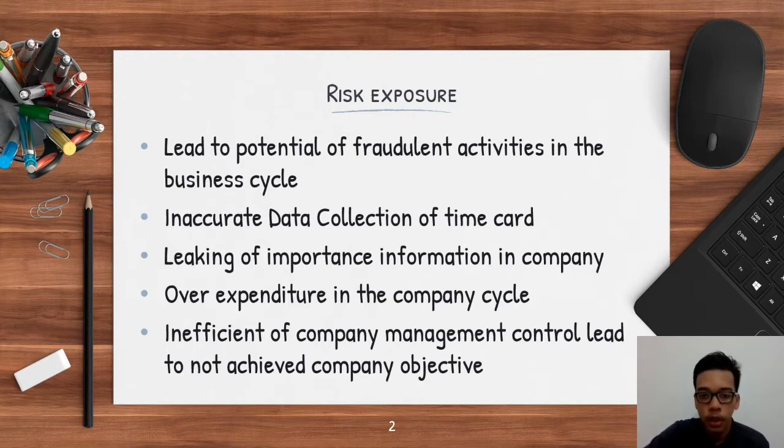The fourth is over expenditure in the company cycle. The company is still not efficient in controlling its expenditure to pay employee salaries due to inaccurate time card attendance records. The fifth is inefficient company management control, which leads to not achieving the company objectives. This is because the company cannot produce at an optimal level, and decision making is also slow due to the inconsistency of internal audit.